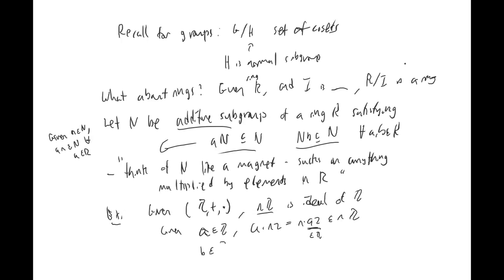And you could check the other side: since this is commutative, it's the same by associativity. This is in Z, so this is in NZ. So NZ is an ideal. Is everyone clear so far? Okay. So you can see, think of it like a magnet.